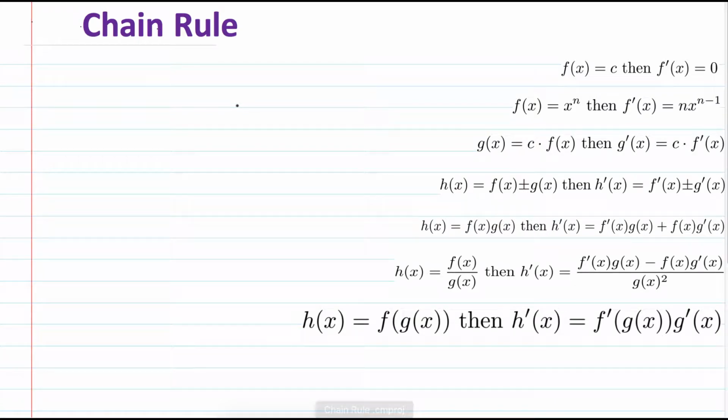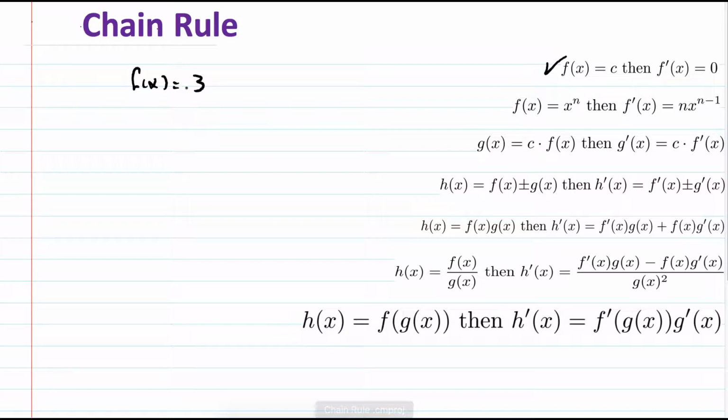In this video we're going to talk about the chain rule. Okay, so what is the chain rule? Well, if we have f of x equal to 3, then you know how to find the derivative of this. This is a constant, then the derivative of a constant equals 0 according to rule number 1.